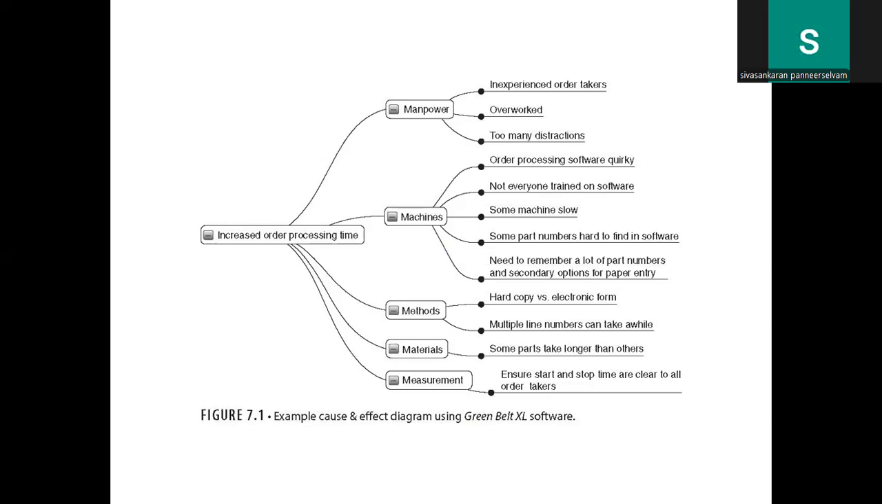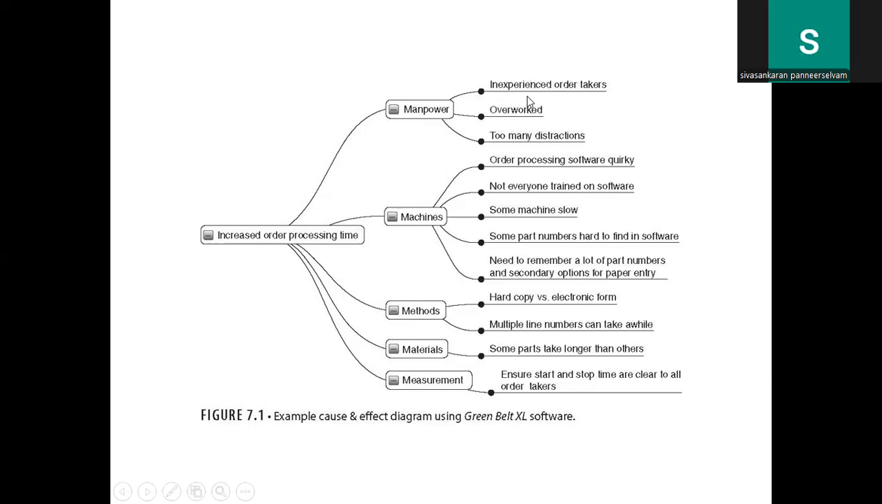So increased work order processing time is one of the major failures, a common issue experienced by all people inside the plant. And what are the various factors which influence the increased order processing time? Manpower, machineries, working methodologies, materials, and the time measurement procedures. So these are the various sub factors which are closely influenced with the major problem, increased work order processing time.